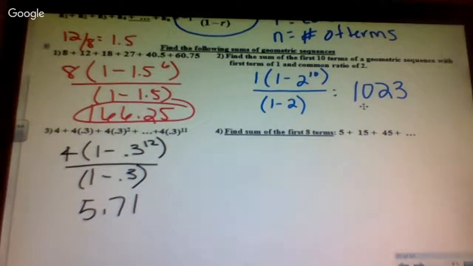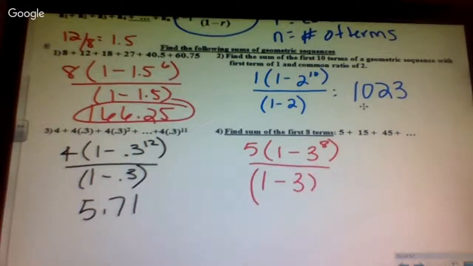Is this stuff so easy that it's boring? Okay, let's fly through this then. This one, what do I start with? 5. What's my constant rate? 3, raised to the 8, 1 minus 3. Your answer here should be 16,400. Bam.